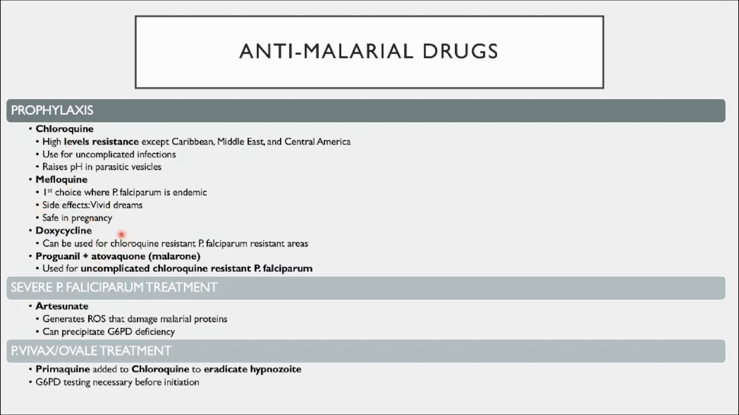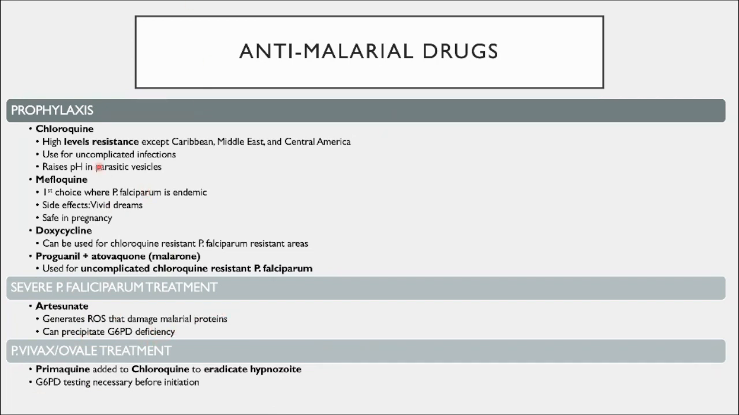Doxycycline is also appropriate, but as we mentioned earlier, be careful with the photosensitivity from doxycycline. Mefloquine is nice because it can be used in pregnancy. Big side effect is really the vivid dreams, and all of these drugs can induce hemolysis in G6PD deficiency, so keep that in mind. If you are concerned for hypnozoites, add on primaquine. It will kill the hypnozoites. And then finally, for really severe infection that's not responding, we use artesunate. This usually has to actually be flown in and approved by the CDC if you have to use it. So it's a pretty rare drug.